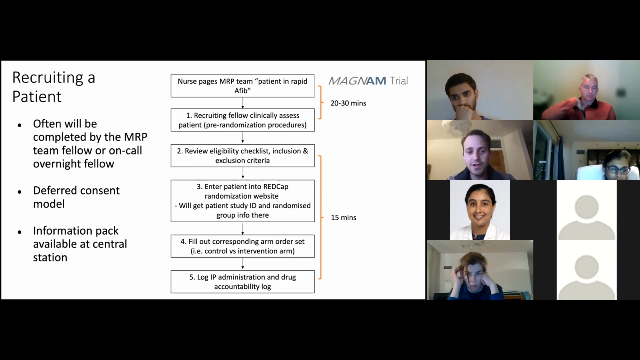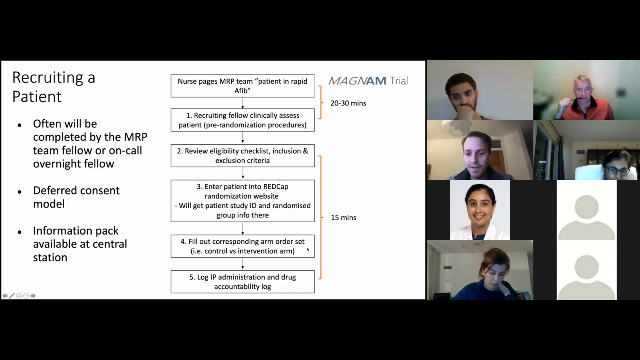Then they would enter their patient into our REDCap randomization website. And there's a QR code to help us quickly get to all this information. They would get a study ID and randomization group info at that point to tell them whether to fill out the order set for the control arm or the intervention arm. Once they know what to do, then they would fill out that order set, which is, again, just check boxes. It's a pre-printed order set.